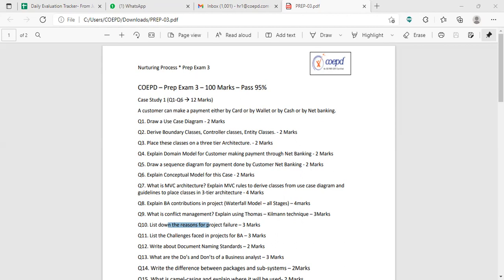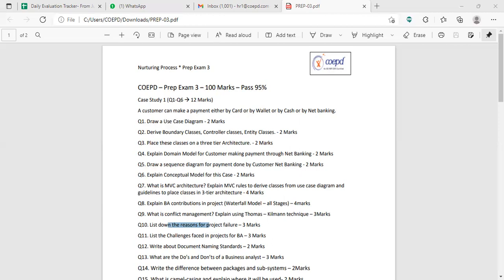Okay. Number 1. The first question says draw a use case diagram. Using the scenario above, please draw a use case diagram wherein the primary actor would be the customer and the use case would be make payment, and the include would be cash, wallet, card or net banking.